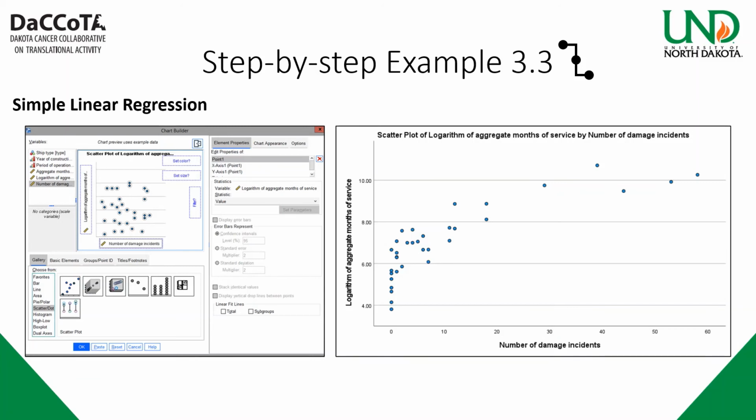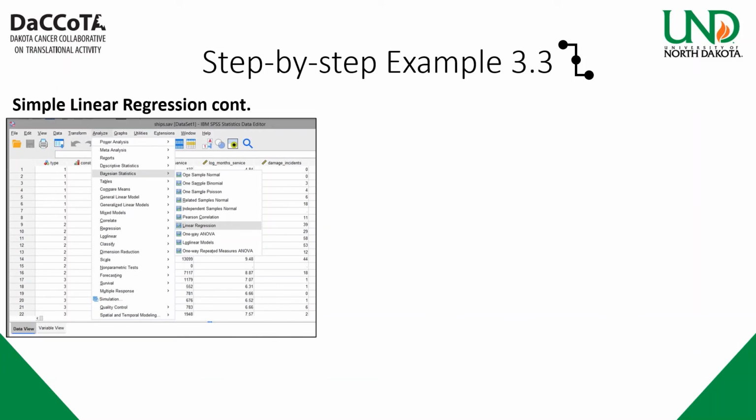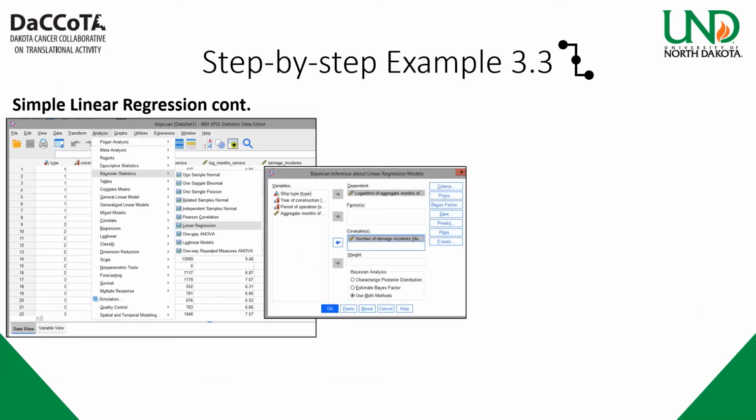So how we set this up in Bayesian Statistics, go down to linear regression. Our dependent is going to be our logarithm of months, and our covariates is going to be the number of damage incidents. Now at this point, you could also include categorical variables if you added them to the factors, so you can have a model with both categorical and numerical. We'll just do numerical for now. Use both methods. This is what we get.